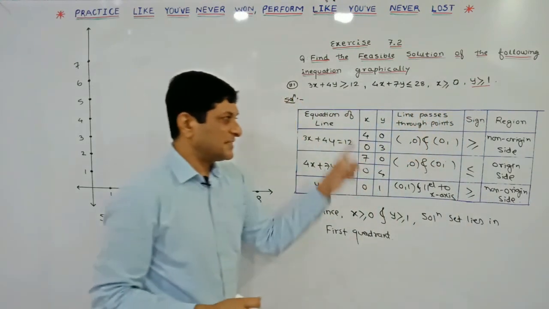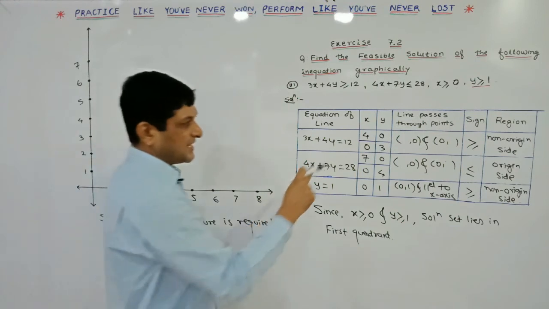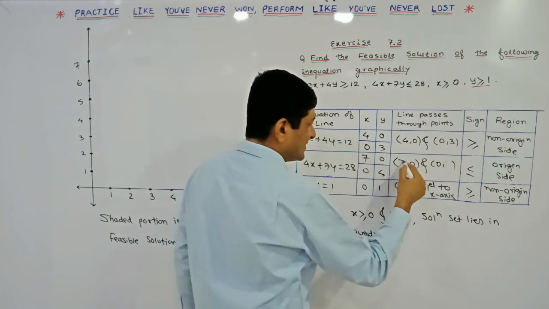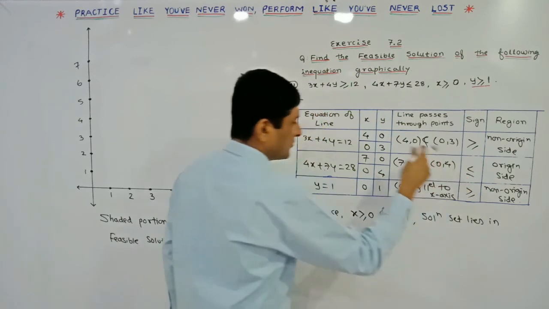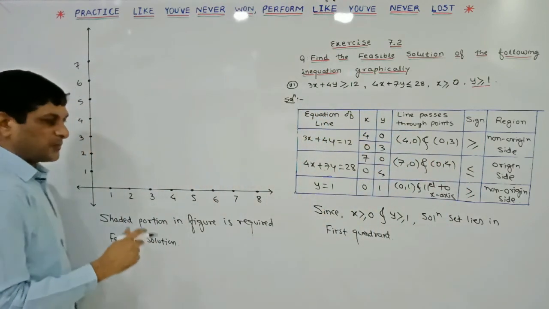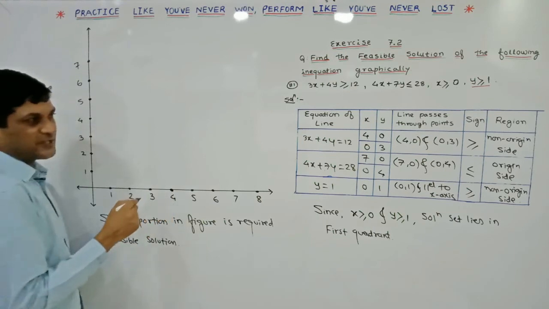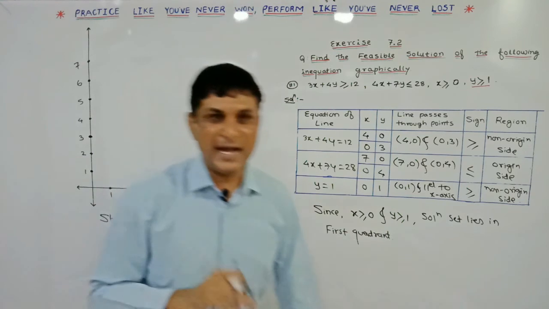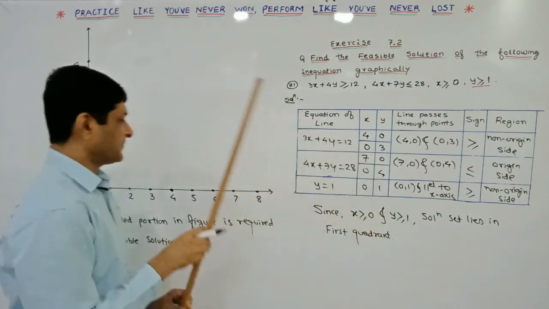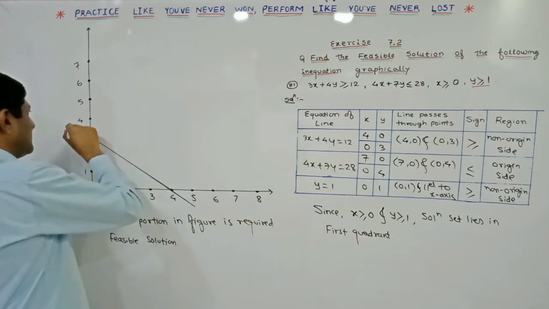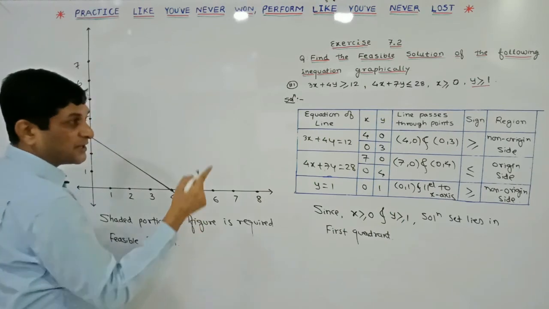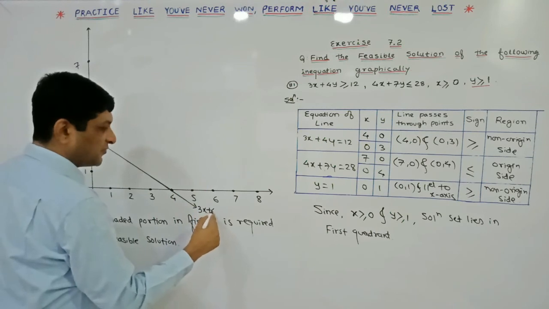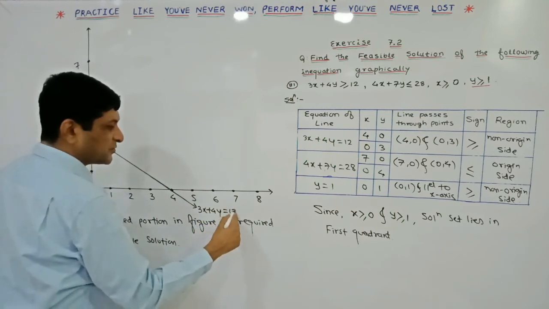Now first let us construct this line. So our first line passes through the points (4, 0) and (0, 3), and the second line through (7, 0) and (0, 4). So the first line passes through (4, 0), this is our first point, and the second point is (0, 3). Let us draw a line passing through these 2 points. Now write down the equation of this line. What is the equation of this line? 3x + 4y = 12.